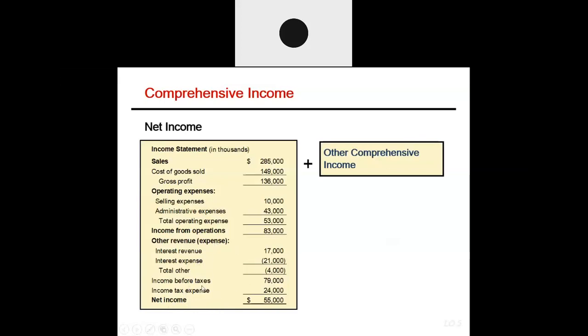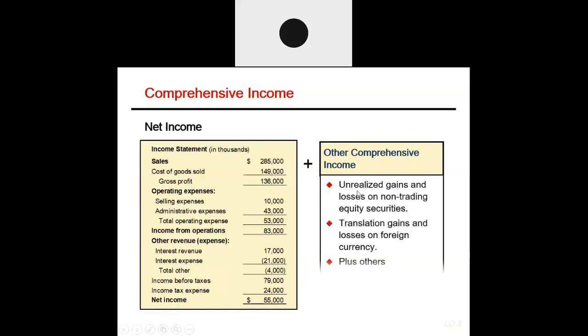Okay, to get the comprehensive income, to the net income you have to add other comprehensive income. What is other comprehensive income? Other comprehensive income is such as unrealized gains and losses on non-trading equity securities. Non-trading equity securities is such as if you make investment in other company, you buy shares of other companies. So that is non-trading equity securities. And then translation gains and losses on foreign currency.